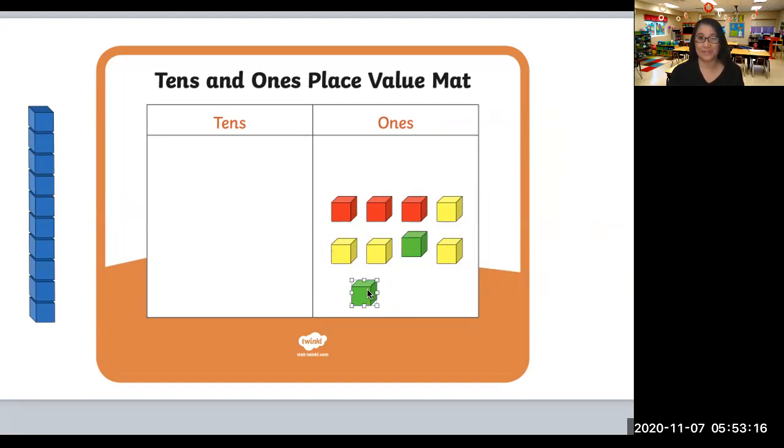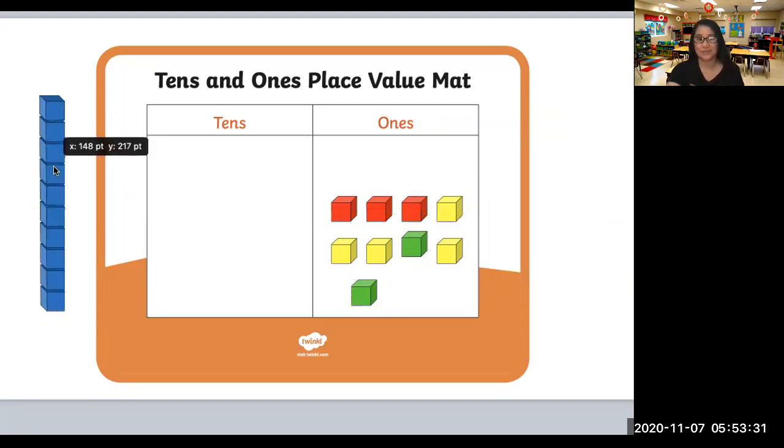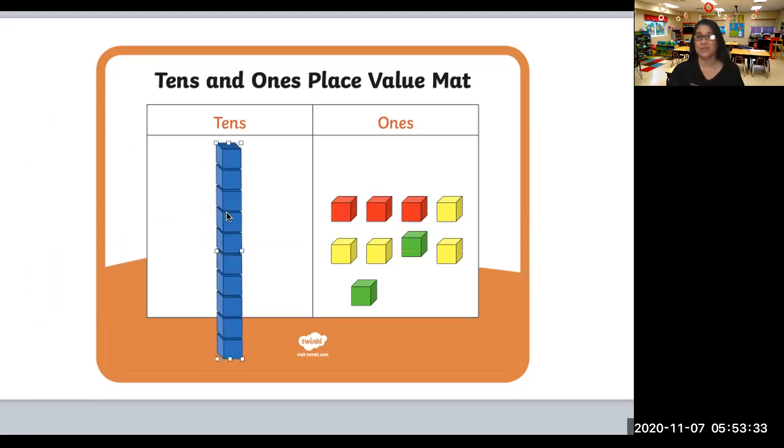We put these blocks in the ones column. But wait, what happens after 9? We put all those blocks together because the number after 9 is 10. So that whole group of 10 goes into the tens column. Let's have more examples.